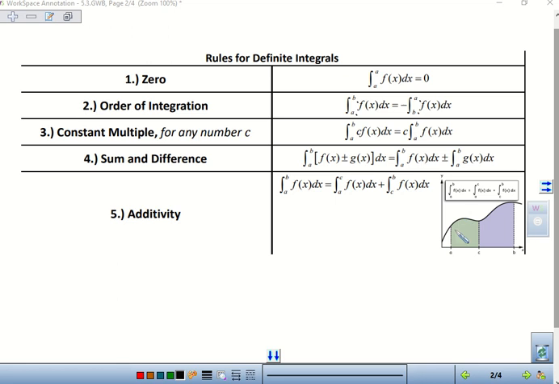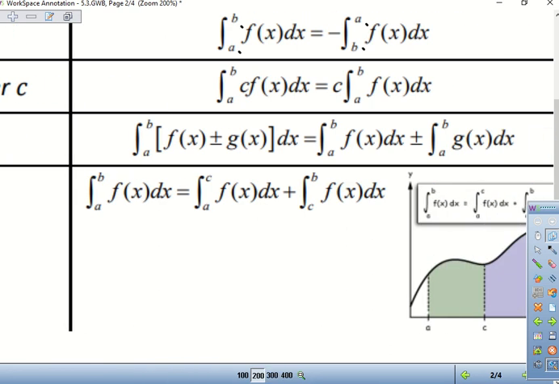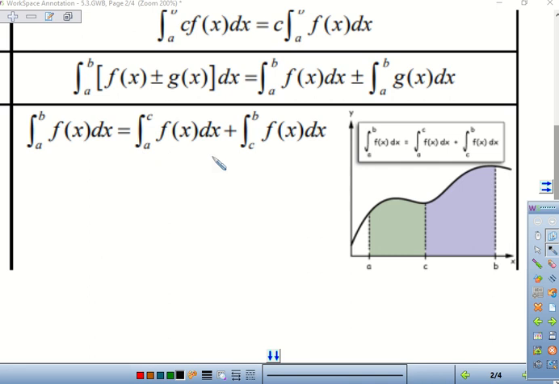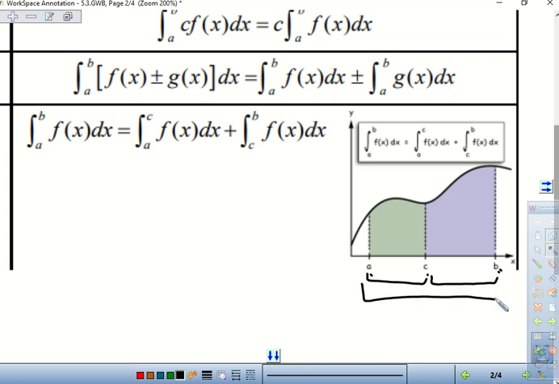Lastly is additivity. Additivity is a little bit more difficult to understand, so I'm going to zoom in. All it's saying is if you have an integral that goes from a to b, it can also be rewritten as the same thing but with smaller intervals. So for example, this interval here goes from a to b, and within it we have a point c. That means if we go from a to c and we add it to the integral from c to b, it's going to be the same thing as going the entire way at first, right? It's kind of like the segment addition rule in geometry. Kind of same idea.